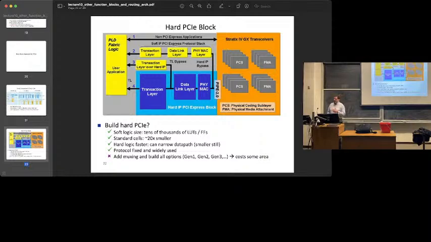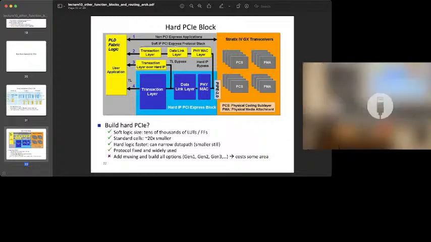But it turns out the data sheet is pretty big. It costs tens of thousands of LUTs and flip-flops to build that. If you put it in standard cells, it does get about 20 times smaller. The hard logic is also faster. What that means is we have to go serial to parallel still, because we can't take something at 8.5 gigahertz through much of anything. But we don't have to make it as wide. We could run it at maybe 500 megahertz instead of 250 in the soft logic. And that lets us use data paths that are half as wide. So that's a further area reduction if we can clock it faster.